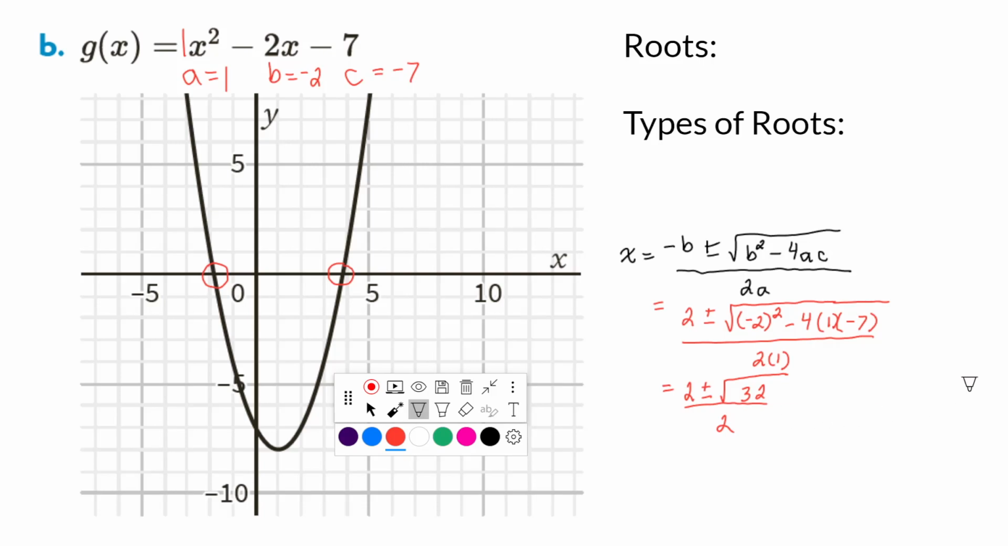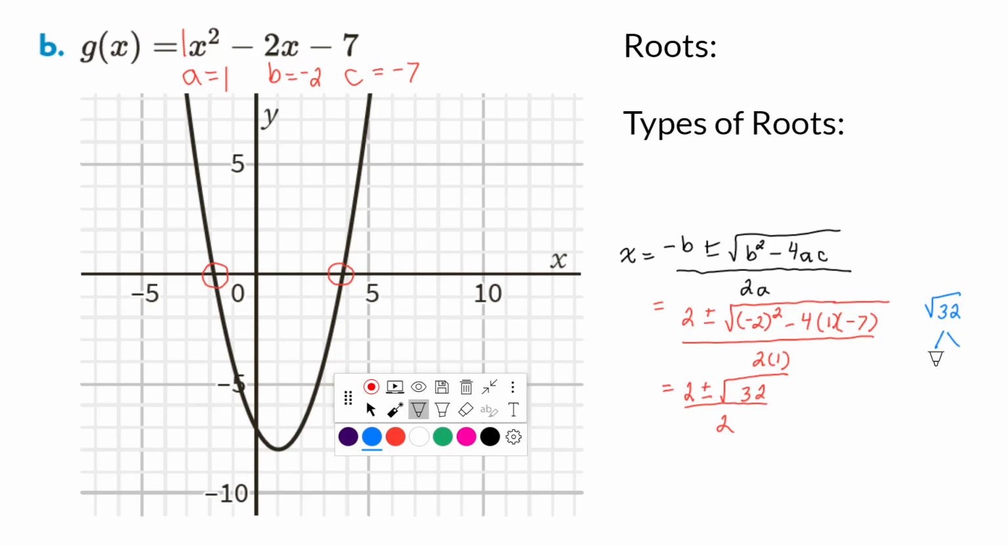Now to fully simplify this, we need to simplify our radical, the square root of 32. When you simplify a radical, you want to break it down into a perfect square number times another factor.